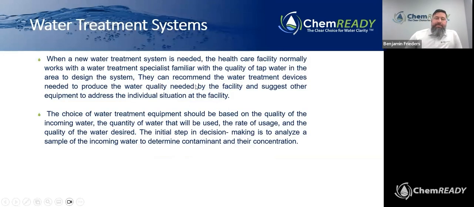Water treatment systems. So in the standard, when a new water treatment system is needed, the healthcare facility normally works with water treatment specialists, such as GetChemREADY, that are familiar with the quality of tap water in the area to design the system. So from that, we and other consultants can recommend the water treatment devices that are needed to produce the water quality needed by the facility. And each area is different.